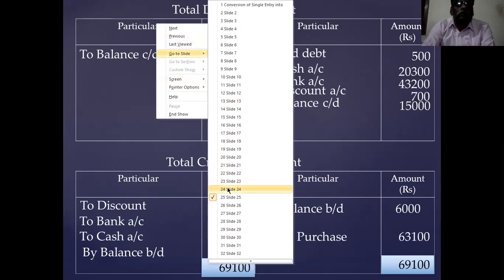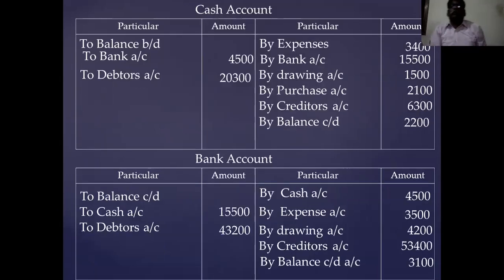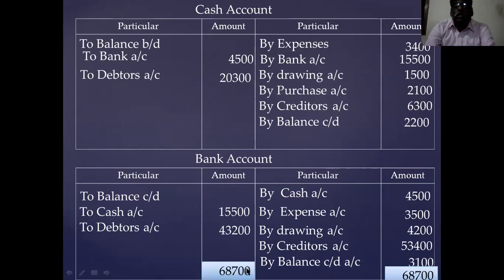I'll go to the cash book. You see, this is the cash book. In the cash book, I'll close the bank account. Bank account total is 68,700. Okay. Then what is the difference? The difference is 10,000. Okay.